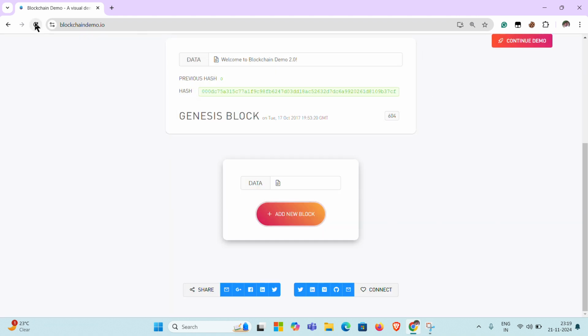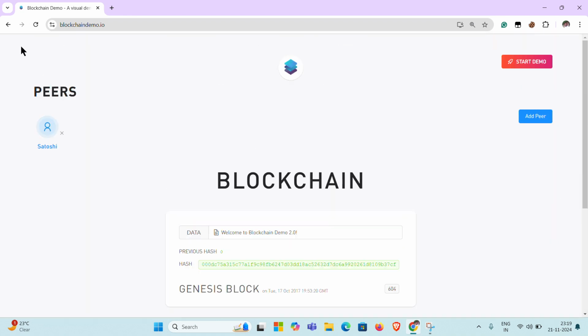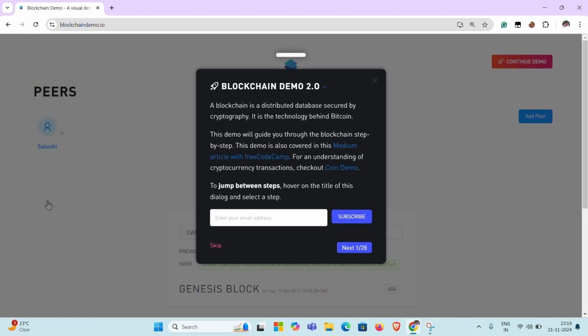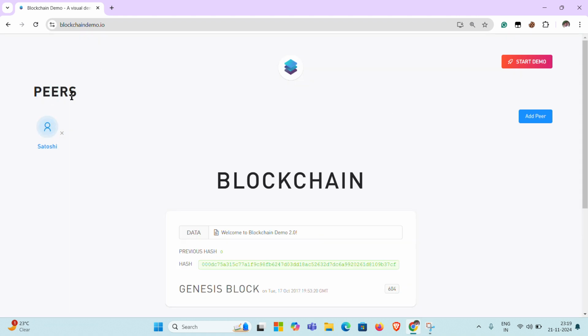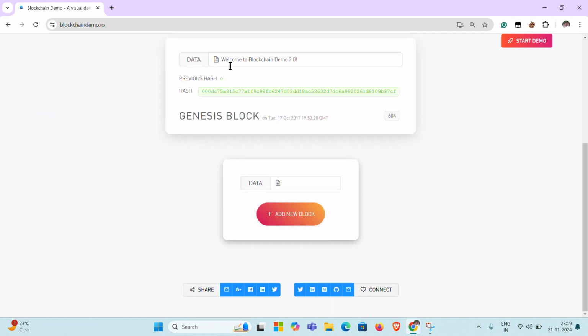Before that, we will observe how the chain is formed. Here, Satoshi is there, and Satoshi maintains one block, which is the Genesis block. Suppose I want to add a new block using some transactional information.